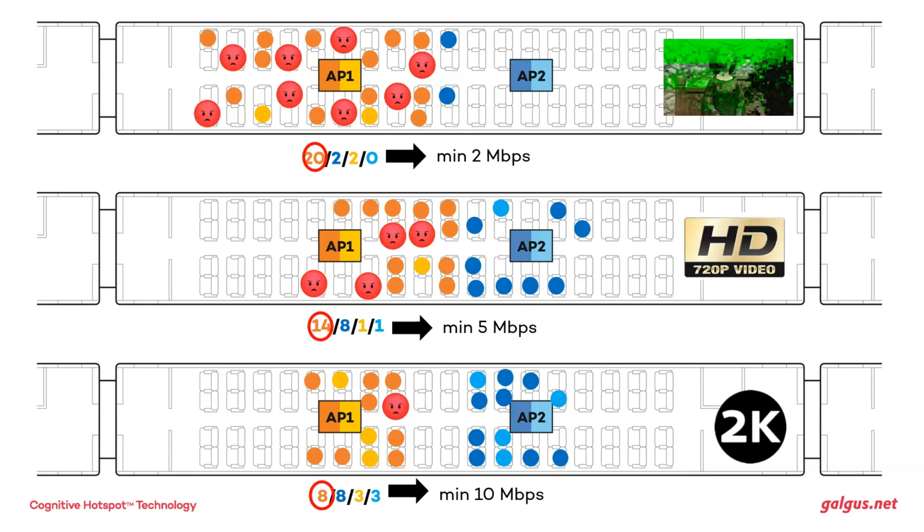To illustrate the quality of service, a guaranteed throughput of 2 megabits per second implies low resolution video for every passenger. With 5 megabits per second, you can guarantee HD video for every passenger, and with 10 megabits per second, you will guarantee 2K video. Take into account the exponential growth of video, gaming, and browsing demands, increased by IoT, and you will see a huge demand of guaranteed throughput in the next years.